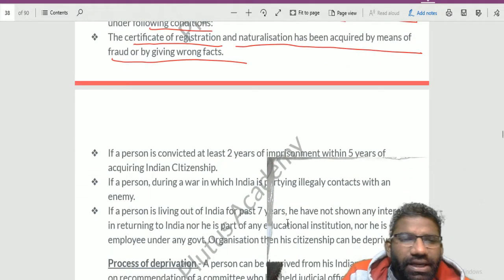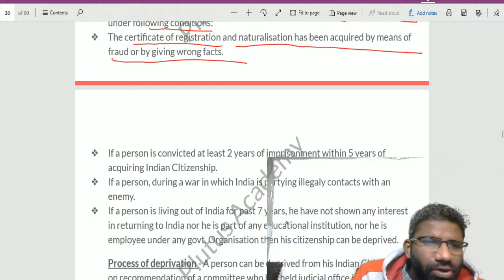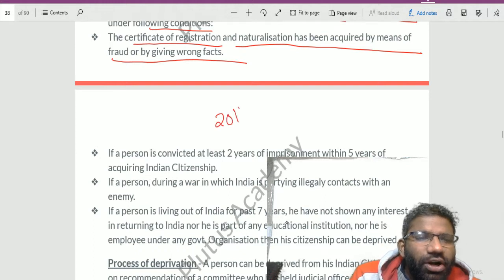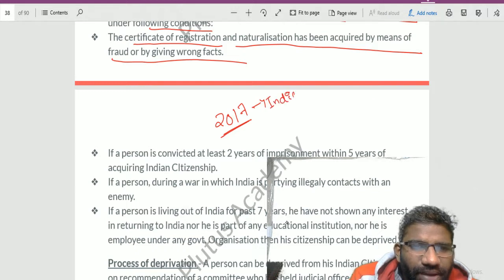The second point: if a person is convicted to 2 years of imprisonment within 5 years of acquiring Indian citizenship. Suppose a person of foreign origin has got Indian citizenship in 2017. That means he is now a citizen of India.